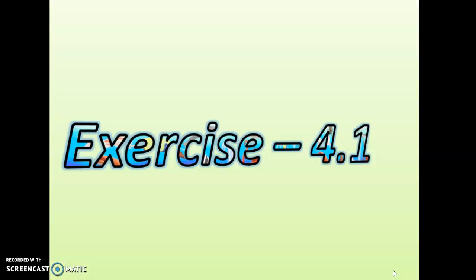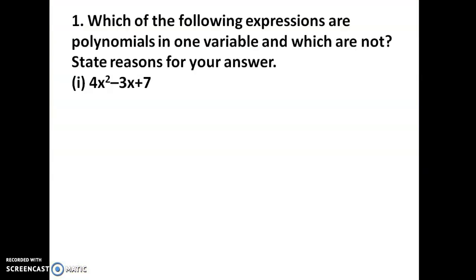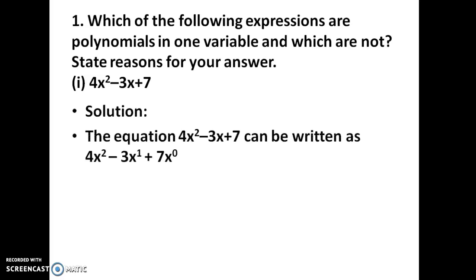With this we can solve exercise 4.1. Let's solve the first problem. Which of the following expressions are polynomials in one variable and which are not? State the reason for your answer. The first one is 4x square minus 3x plus 7. We have to say whether it is a polynomial of one variable or not. Let's see how. This equation can be written like this.